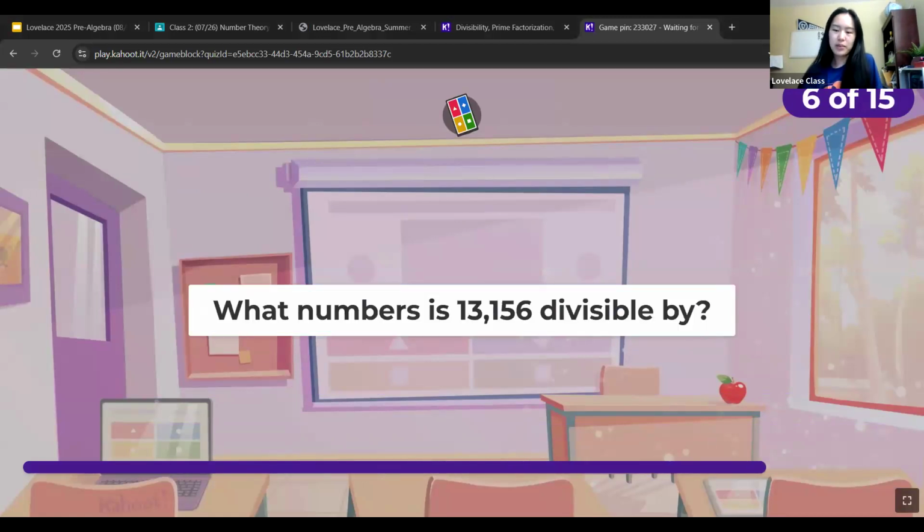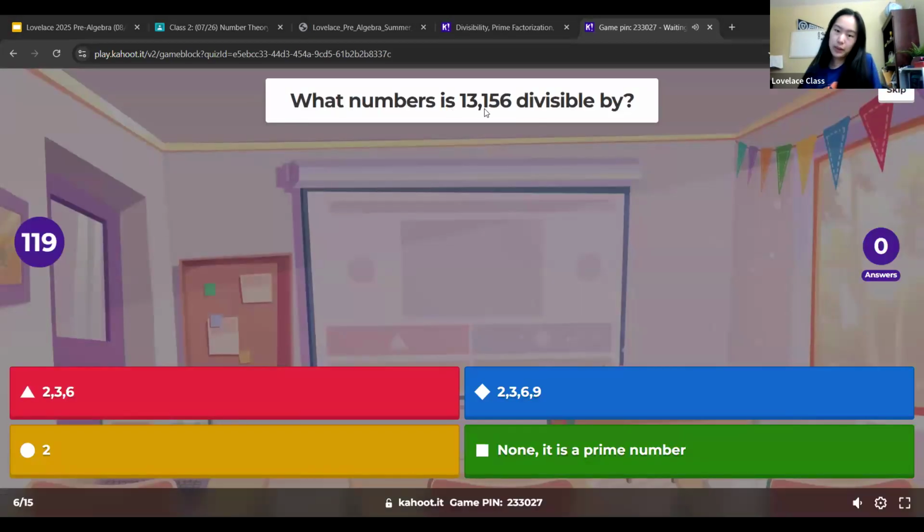This is another one of these problems. What numbers is 13156 divisible by? So check, there's 4 answer choices. Look over your answer choices. They're very helpful. Don't answer too quickly either, because that can cause mistakes. You guys are doing a good job. Take your time.